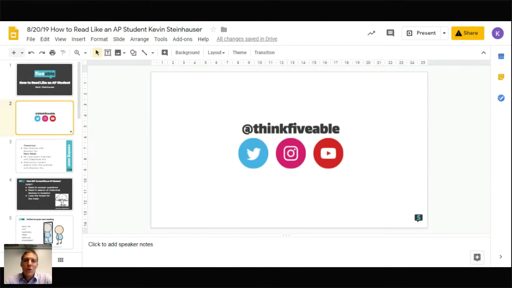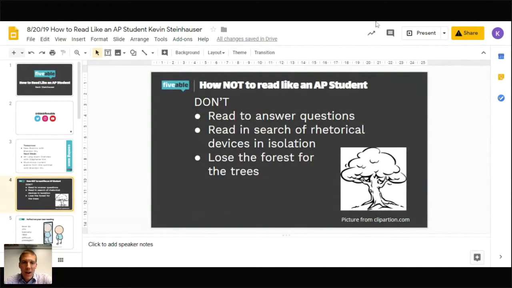Always thinking through how we can continue to drive forward this year, getting these 5s on our AP exams. How can we be most successful? All right, let's start to talk about how to read like an AP student.